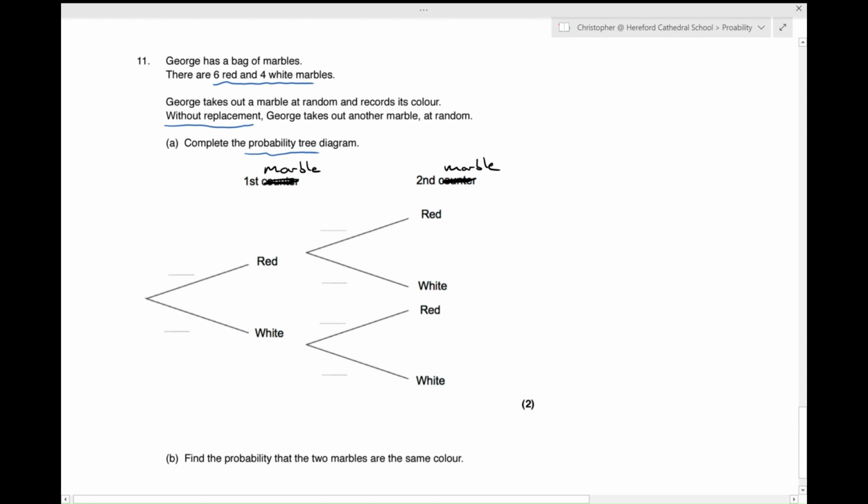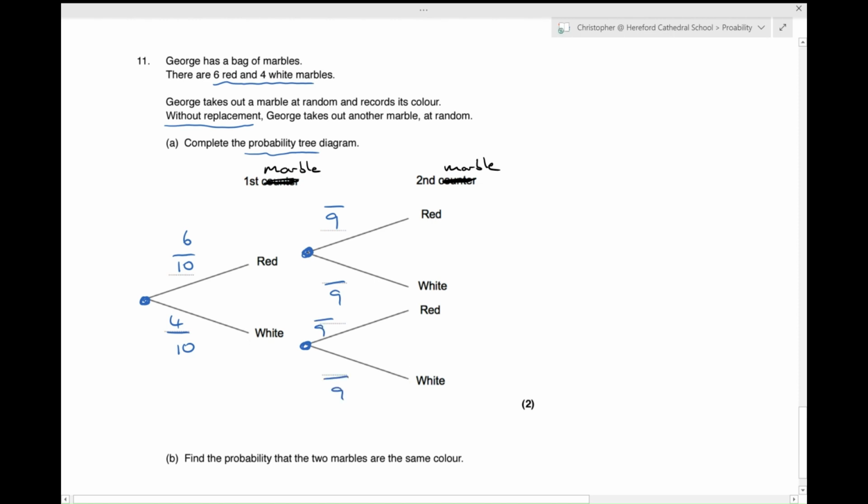Right. When he takes the first marble, there are 10 marbles in the bag. Now, 6 of them are red, so the probability of getting a red is 6/10, and the probability of getting a white is 4/10, because 4 of them are white. When he takes the second marble, there are going to be only 9 marbles left in the bag, because he's already taken out one and he hasn't replaced it.